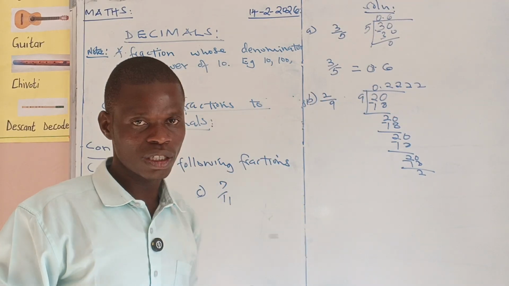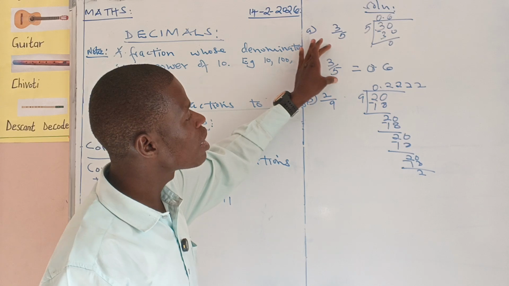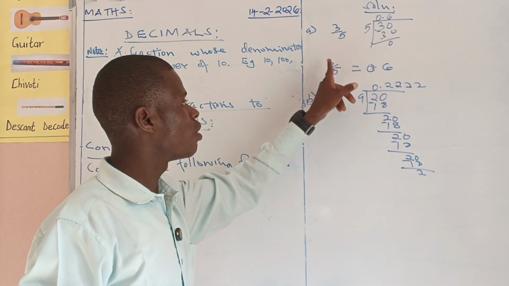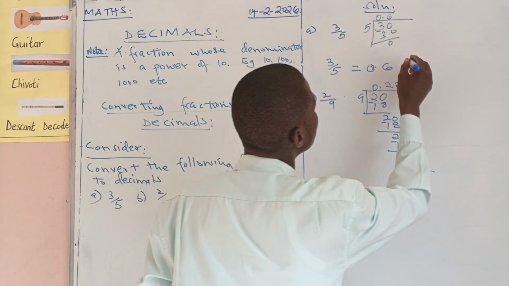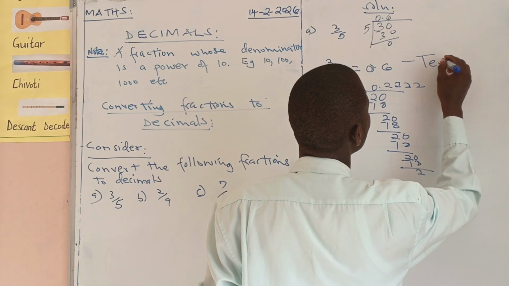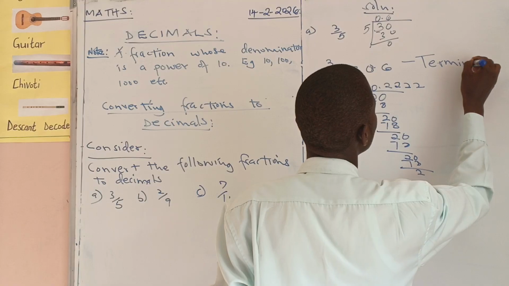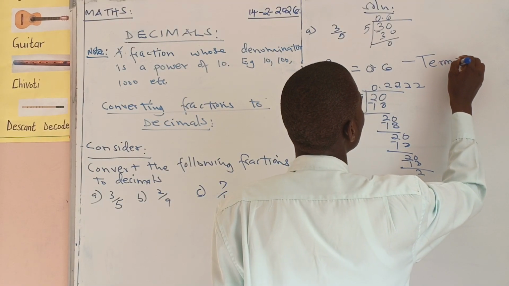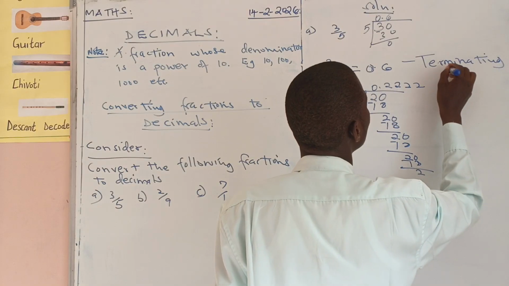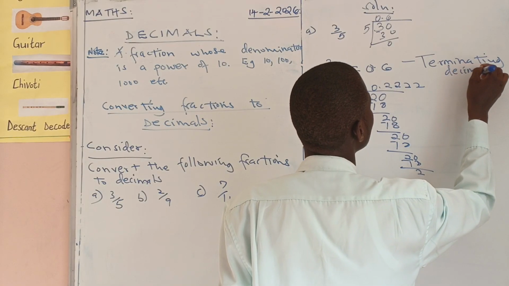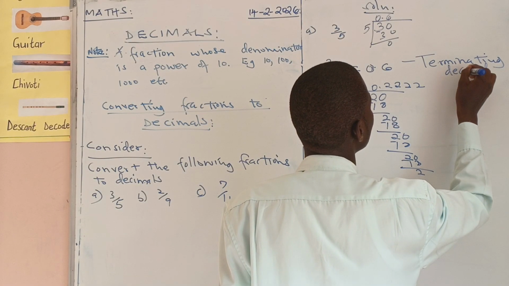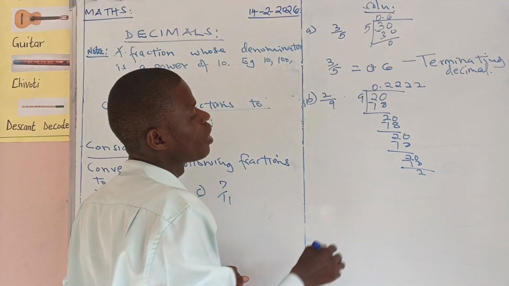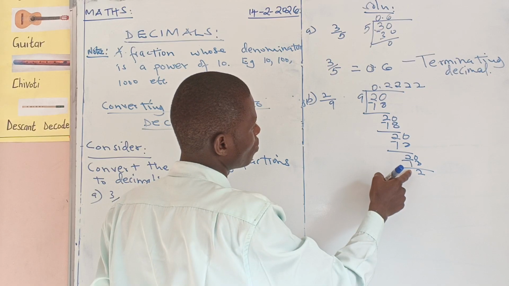So we have two types of decimals. One, we have this one that ends with a 0 here: 3 over 5. This is an example of a terminating decimal. It terminates. So this one, it ends. Terminating decimal.